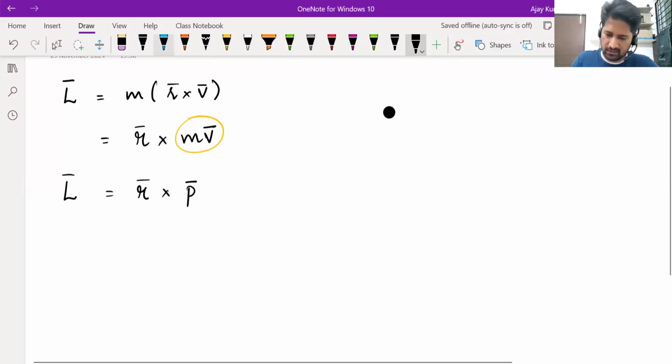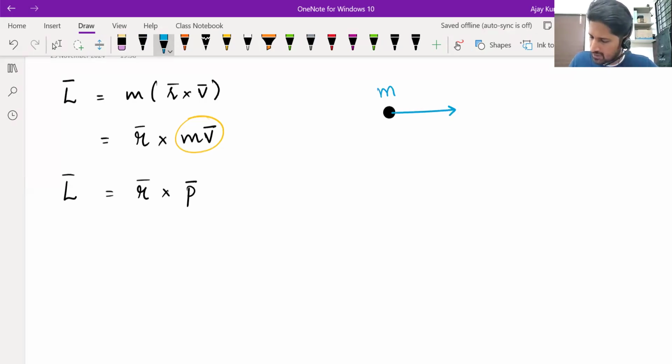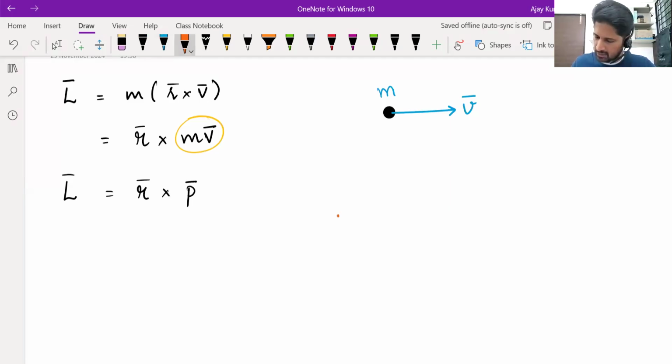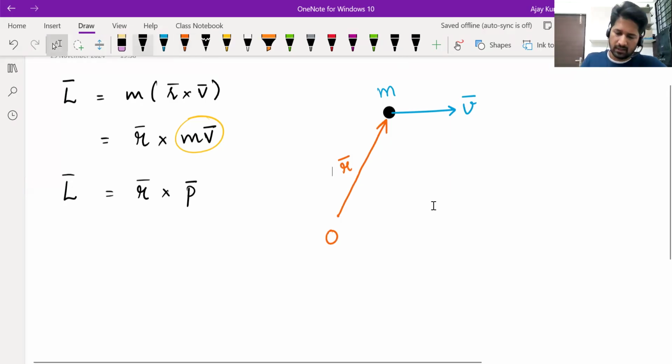Let us quickly recollect that if a mass m is moving with a velocity v, and you want to find out its angular momentum about a particular point O, then r is the position vector of the particle with respect to O, with respect to the point about which you want to find out its angular momentum. So r cross mv, or you can write it as r cross p.